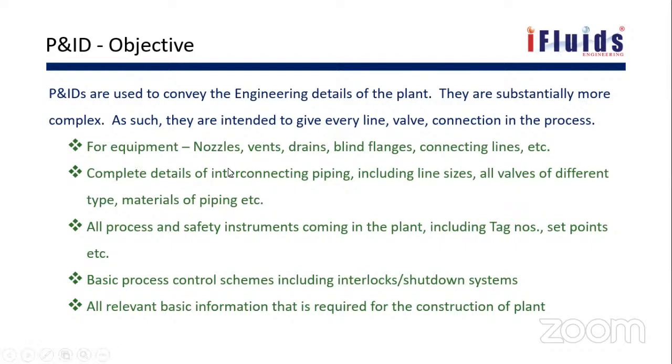So for equipment, it will be showing the nozzles, vent connection, drain connection, blind flanges, connecting lines. Nozzles means the equipment nozzle, where the inlet or outlet or the relief valve, all those things will be connected. Vent means to depressurize the equipment. So from the vessel, it will be connected to the venting system. For that, the vessel will be provided with the vent nozzle. And then the drain.